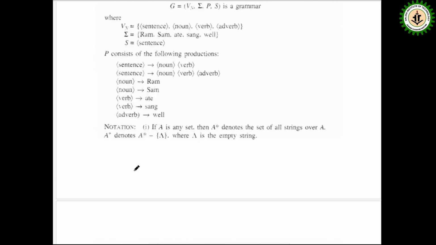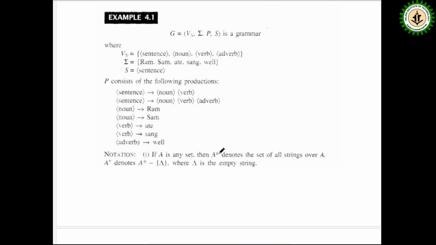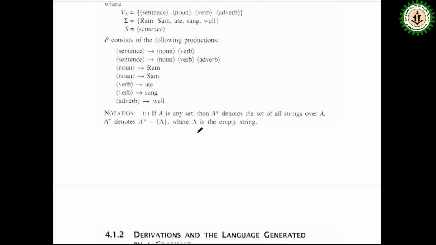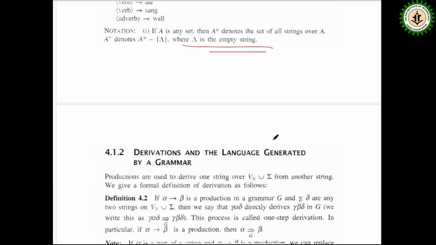Another thing is A star. What is A star? A star combines all the possible strings in the set A. And what is A plus? A plus denotes A star minus null. That means A star could contain the null symbol, whereas A plus does not contain null. Here null is the empty string.